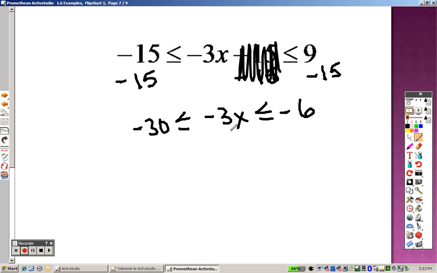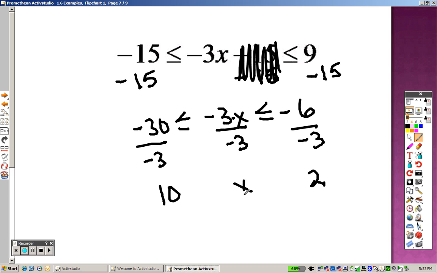Okay, no problem. This is negative 3 times x. So I'm going to divide by negative 3, which means I need to divide this by negative 3, and I need to divide this by negative 3. Everything. Negative 30 divided by negative 3 is 10. Negative 6 divided by negative 3 is 2. I have an x in the center, but what did I tell you before? Whenever you divide by a negative, you flip the sign, which means I flip the sign. But I divided both, which means I flip the sign everywhere.